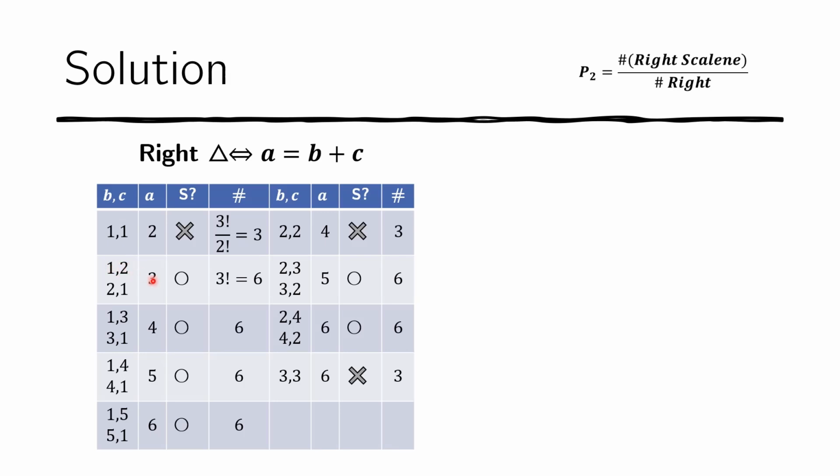They are all different. And how many scalene triangles can we form with the numbers 1, 2, 3, or rather the squares of the lengths 1, 2, and 3? And again, that's just the permutation of these elements. So that's 3 factorial over how many repeating elements? No repeating elements, so 0 factorial, which is just 1. So 3 factorial is just 6.